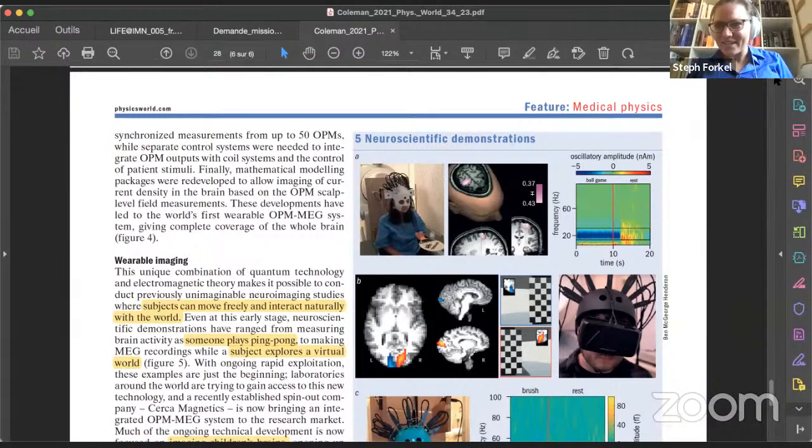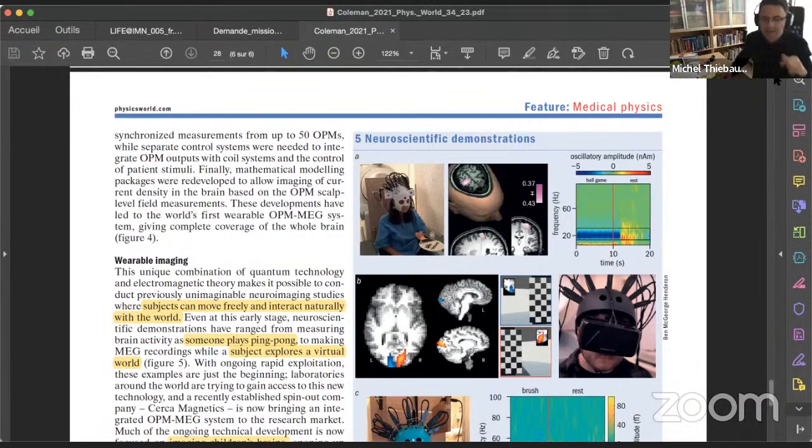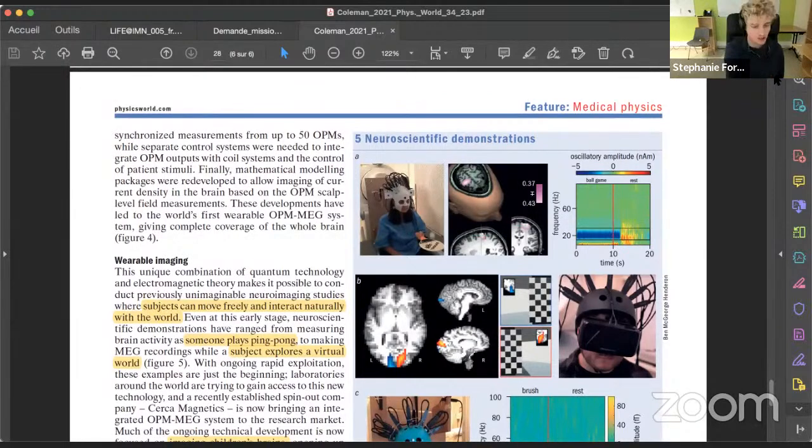Yes, Michelle has the first question. Thank you, Victor. It's very interesting. I was wondering, how deep can you record the signal in the brain using this method? Because you spoke about Parkinson's disease, can you see subcortical structures and change in the magnetic field in subcortical structures?